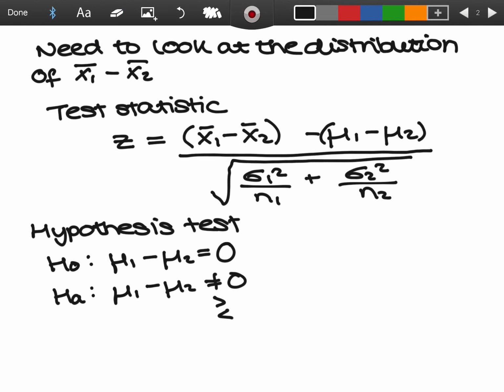So it depends what the question is asking. But keep that in mind and make sure that you have these means the correct way around depending on what the problem is asking. Okay? So that is your null and alternative hypothesis.